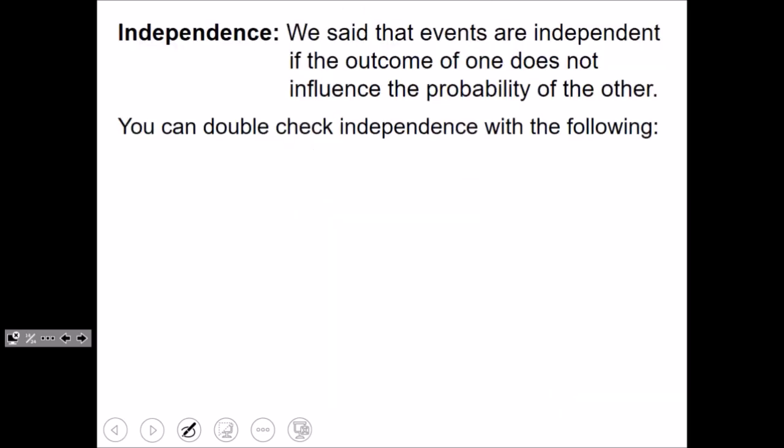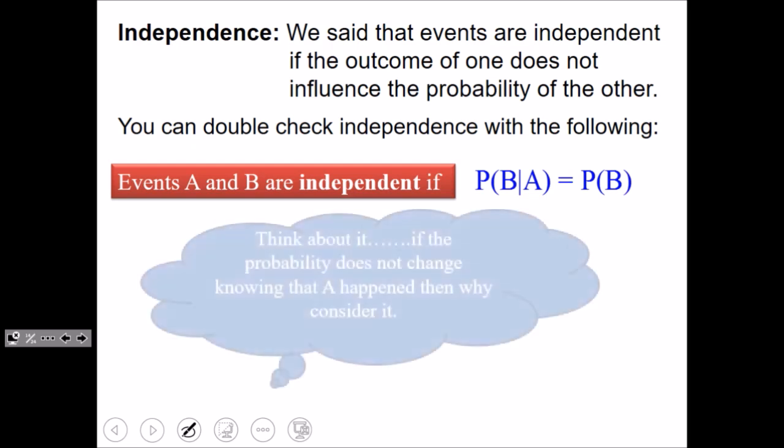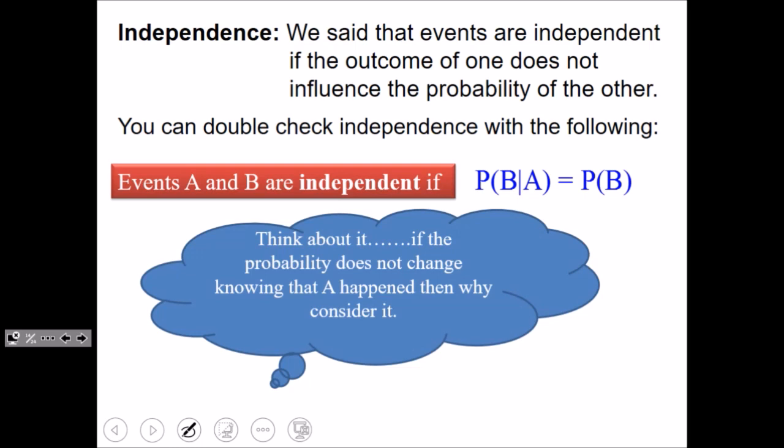So, independence. Again, we said events are independent if the outcome of one doesn't influence the probability of the other. We double check our independence with that same test. We figured it out actually a minute ago. A and B are independent if the chance of B given A is just equal to the chance of B. Knowing A happened doesn't change our chances. Alternatively, it means the exact same thing. Let's think about this for a second. If the chance of one doesn't change the other, I could rewrite this. I have B given A. What about A given B?